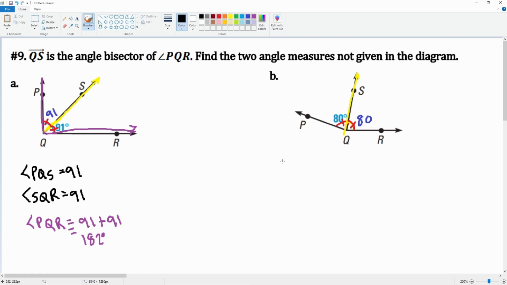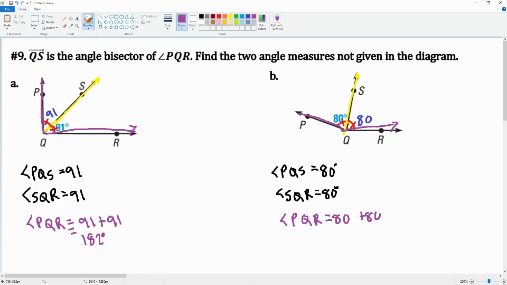So the first angle, PQS, is equal to 80 degrees. And then we have SQR was equal to 80 degrees. Then the entire thing here, PQR, so PQR is equal to 80 plus 80, which is 160 degrees.